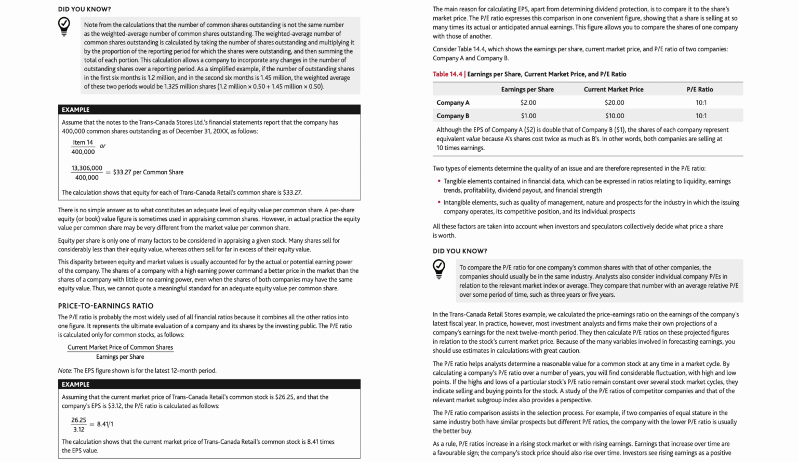Two types of elements determine the quality of an issue and are therefore represented in the P/E ratio. Tangible elements contained in financial data, which can be expressed in ratios relating to liquidity, earnings trends, profitability, dividend payout, and financial strength. Intangible elements, such as quality of management, nature and prospects for the industry in which the issuing company operates, its competitive position, and its individual prospects. All these factors are taken into account when investors and speculators collectively decide what price a share is worth.